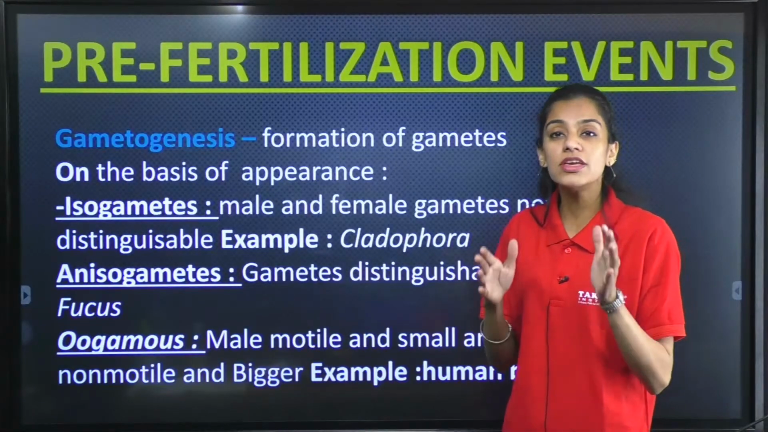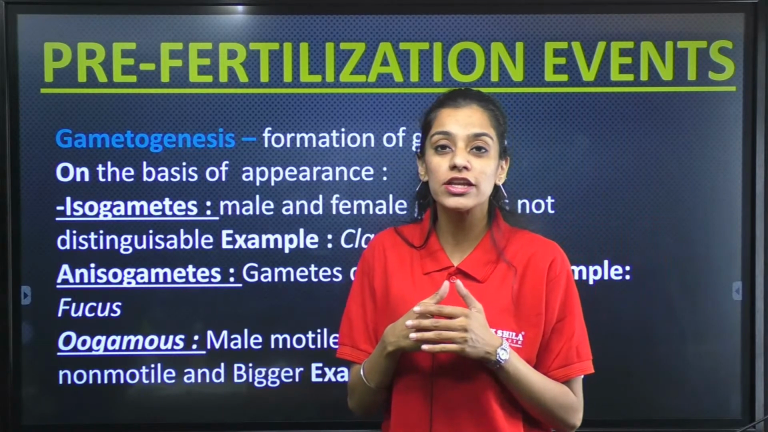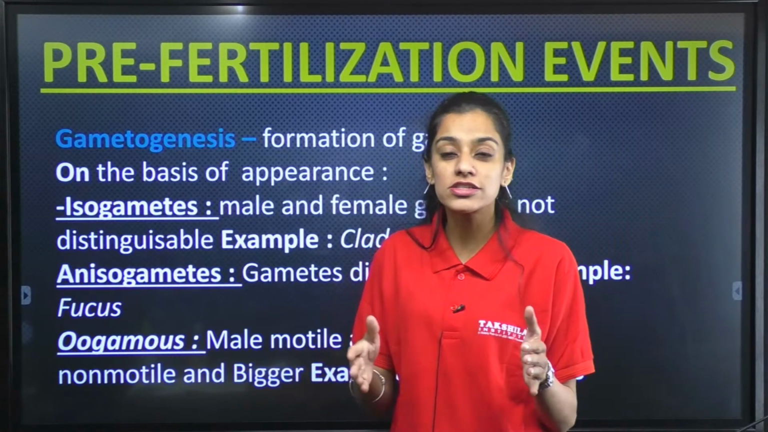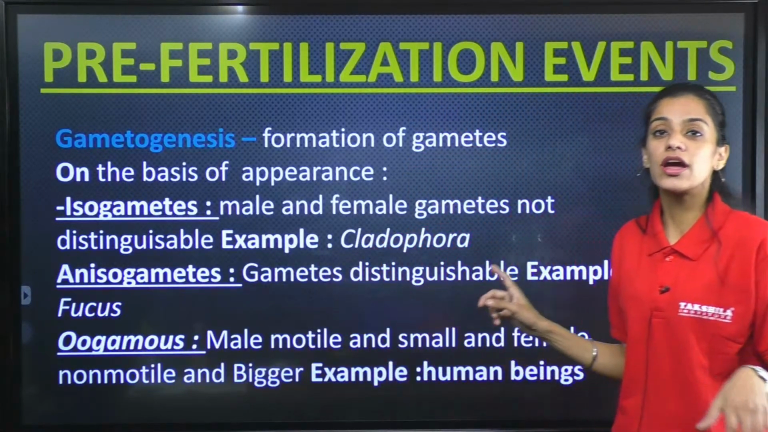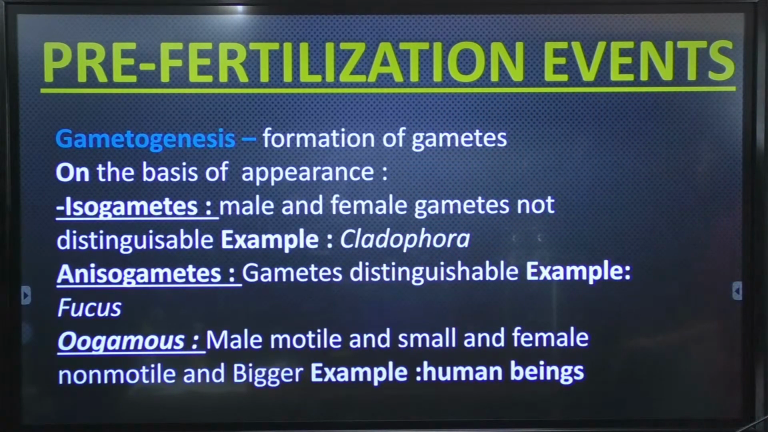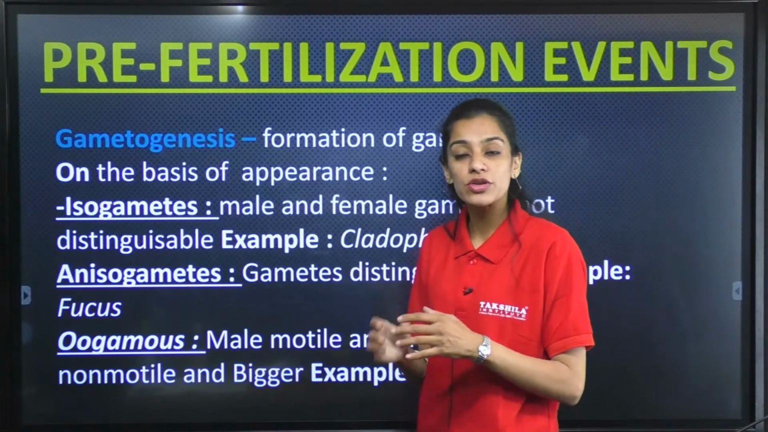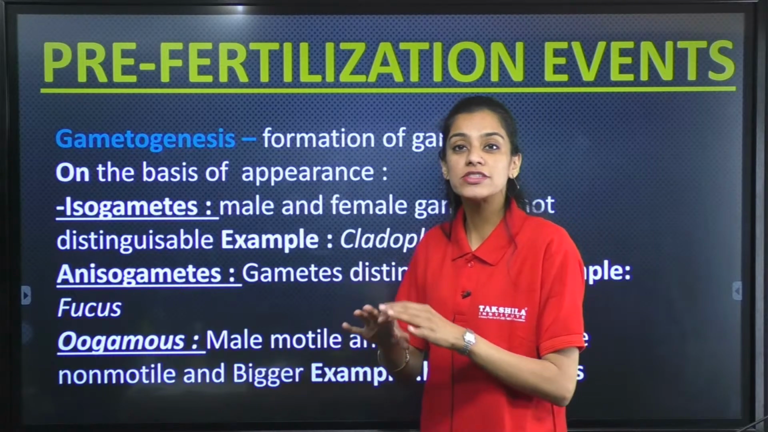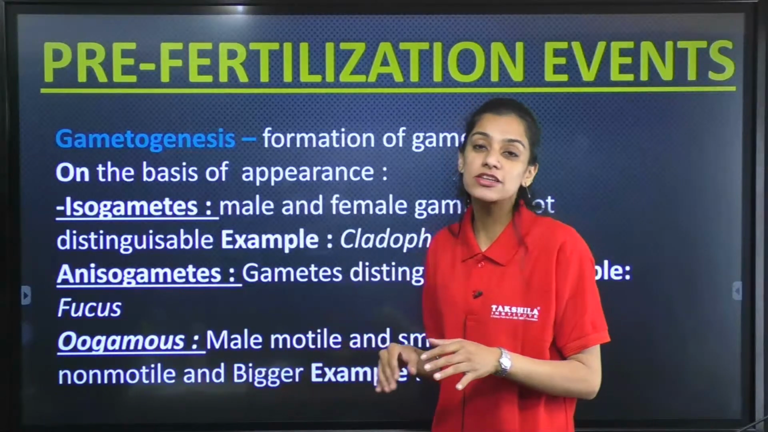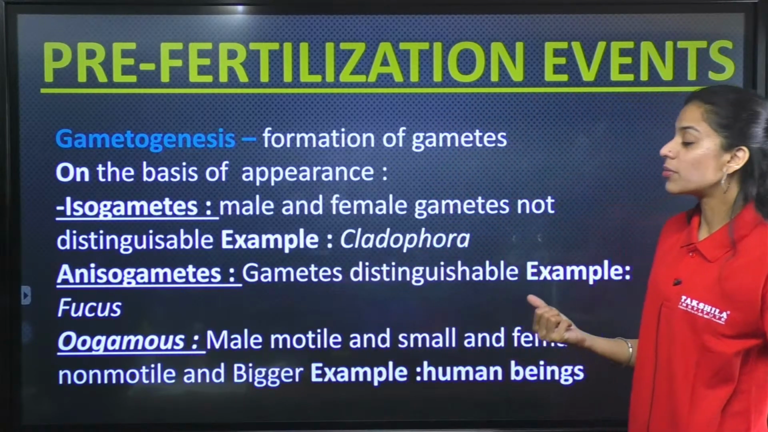When both the gametes have the same, they are morphologically indistinct, they are similar. So that is referred to as your isogametes, and it occurs in cladophora. Right, so it occurs in cladophora, where you can find that both the parents involved have the same type of gametes, and it is morphologically indistinct. Right, so next is anisogametes.